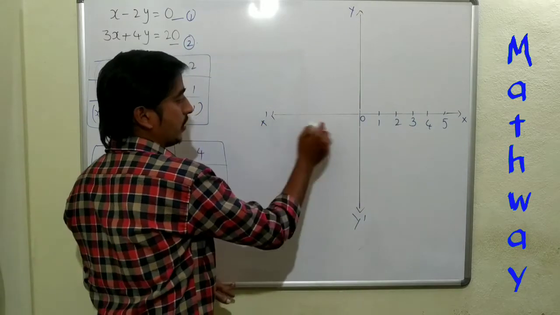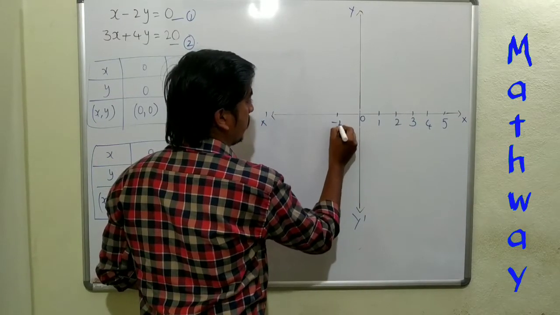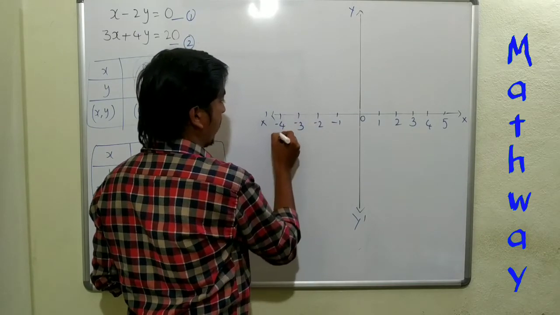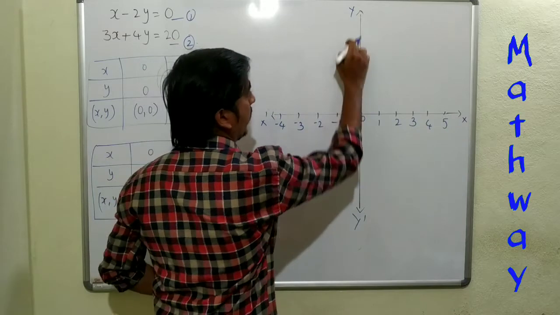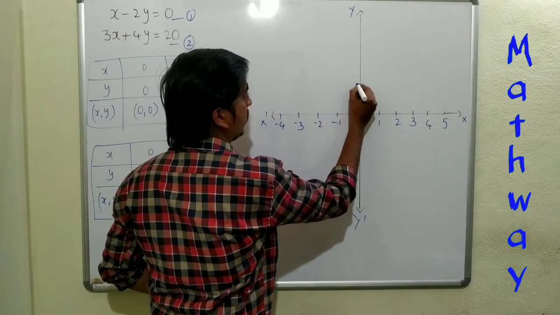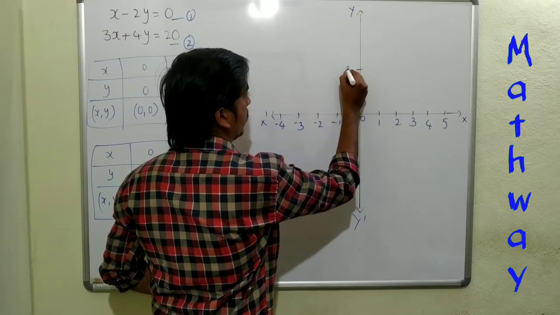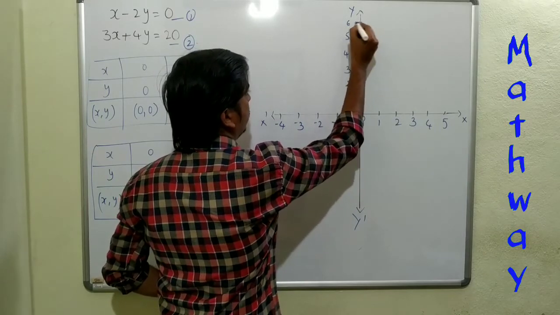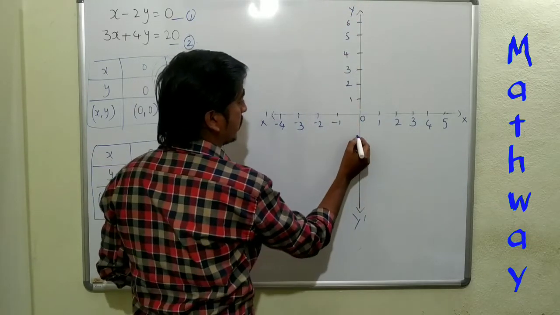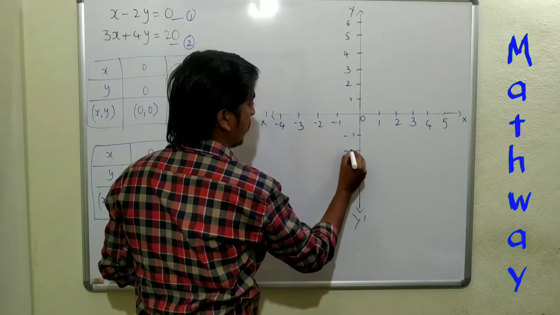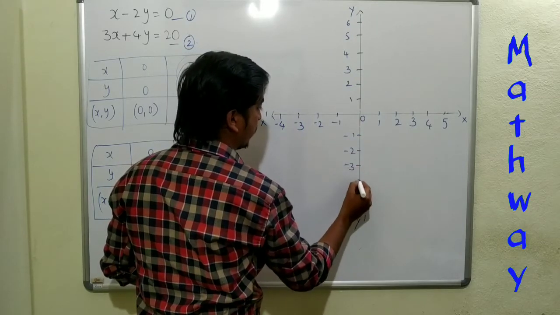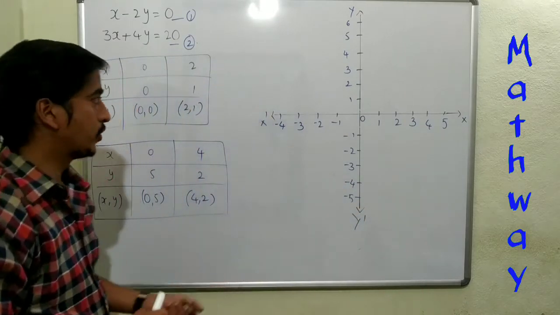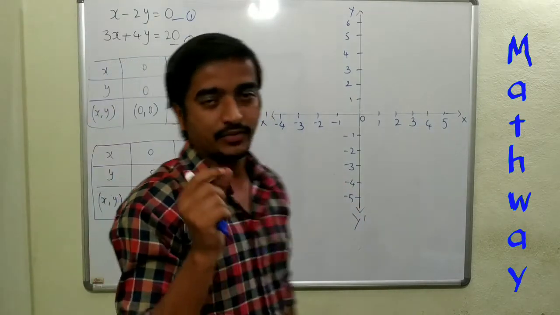On the x dash, all the negative values: minus 1, minus 2, minus 3, minus 4 and so on. On the y-axis, positive integers 1, 2, 3, 4, 5, 6, and so on. And on the y dash, all the negative integers: minus 1, minus 2, minus 3, minus 4, minus 5 and so on. So first plot the first line.